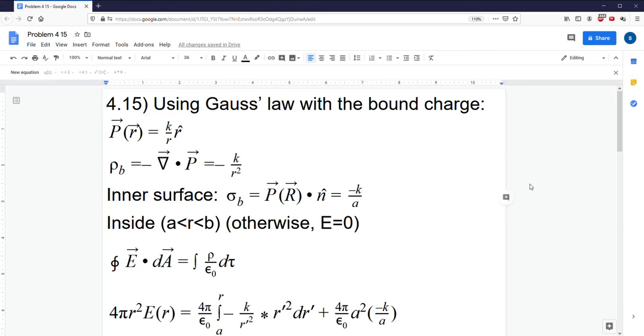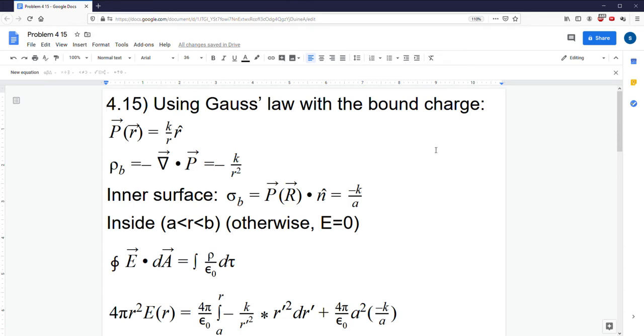Problem 4.15. A fixed spherical shell, inner radius A, outer radius B, is made of a dielectric material with a frozen-in polarization given by the formula P of r is equal to k over r, r hat, where k is a constant and r is the distance from the center. Find the electric field in all three regions using two different methods. Method 1. Locate the bound charge and use Gauss's law to calculate the field it produces.